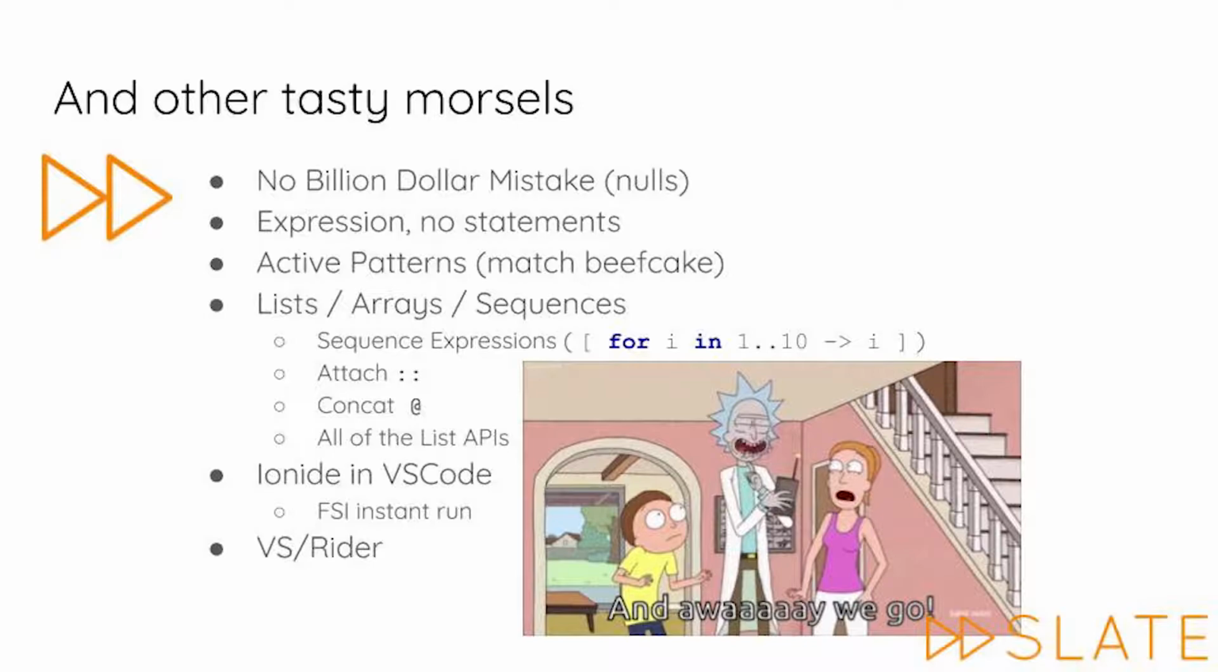Lists, arrays, and sequences are mad in F#. There's so many APIs and stuff. You've got attach, which is quite cool, where you can just get a number and attach the rest of the array onto it in place. You've got the concat, so you can get two arrays together just with an @ sign. So you've got some really cool operators in that.